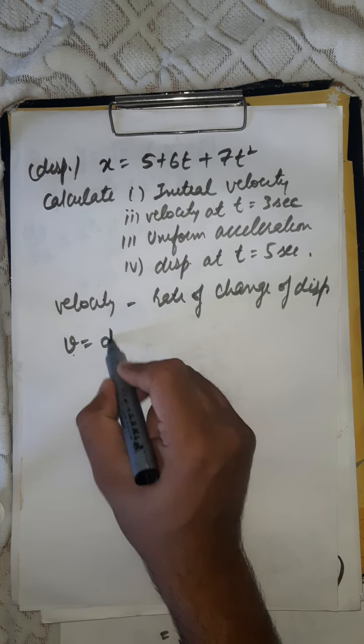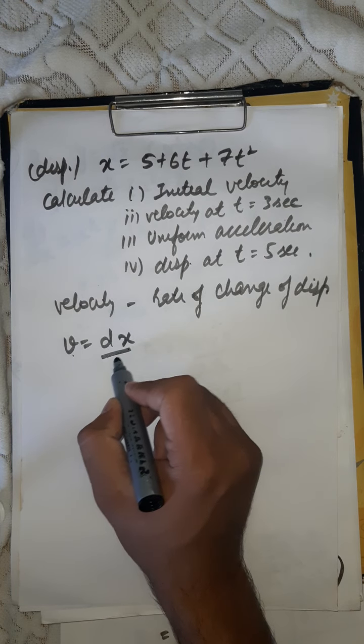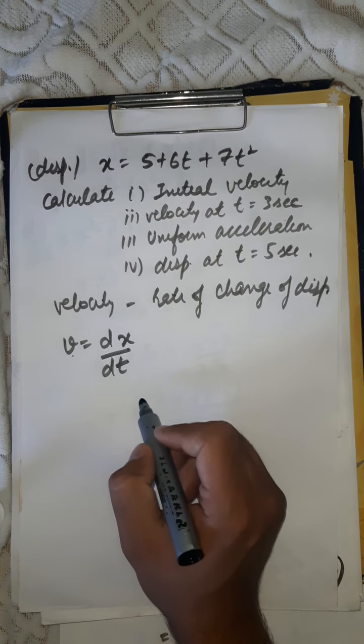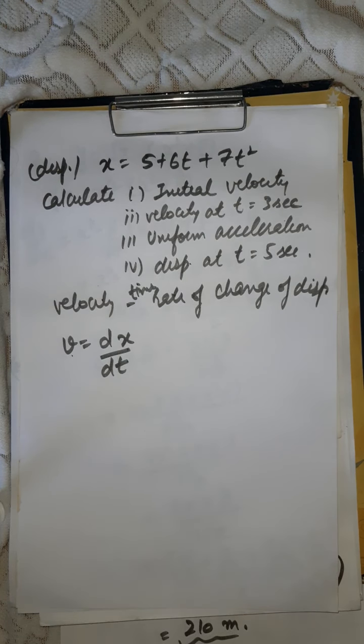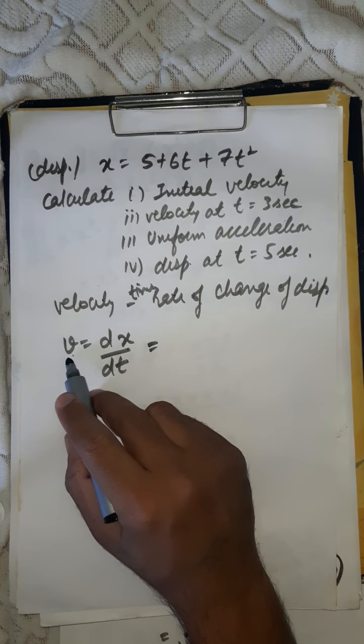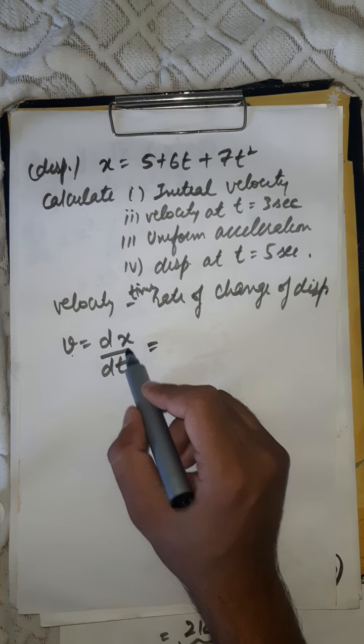So velocity is the rate of change of displacement. Rate means with respect to t, with time. You can say time rate of change of displacement. So we can calculate velocity by dx by dt.